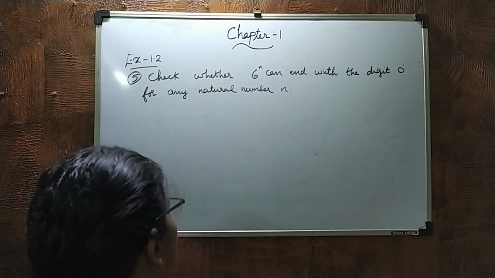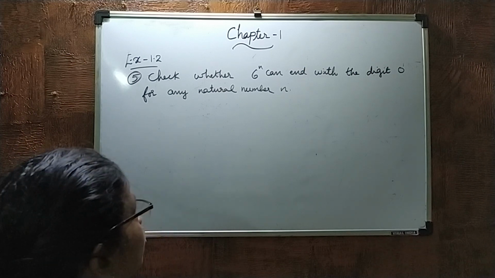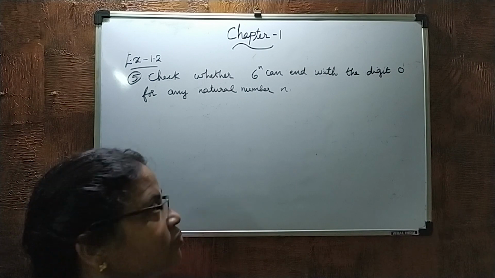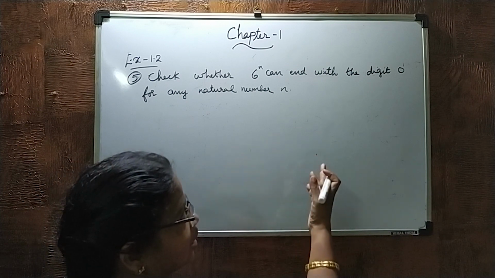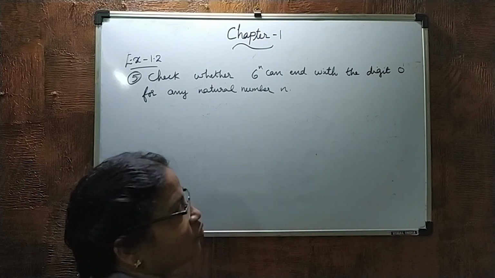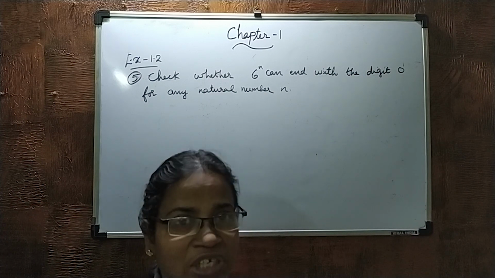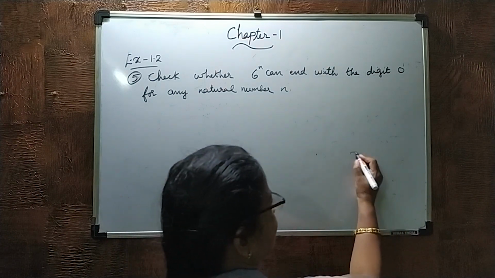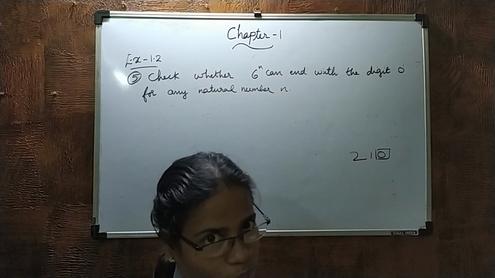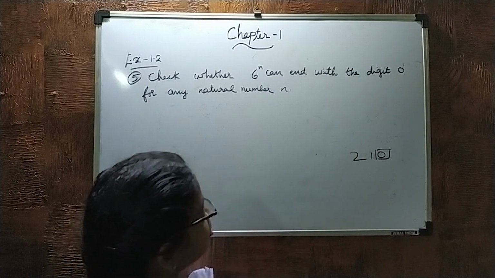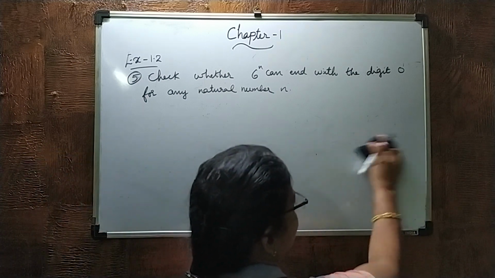And this is the next question. Check whether 6 raised to n can end with the digit 0 for any natural number n. What is the meaning of this question? They are asking whether 6 raised to n can end with the digit 0. Ending with the digit 0 means what? The unit place should be 0. For ones place, any number, like 210. Now look, this number, the ending digit is 0.